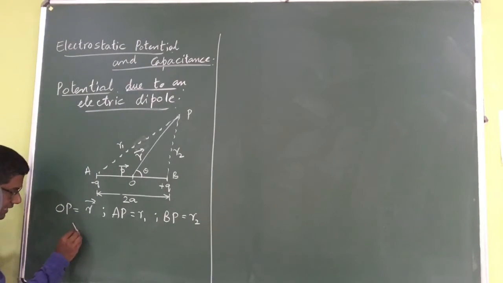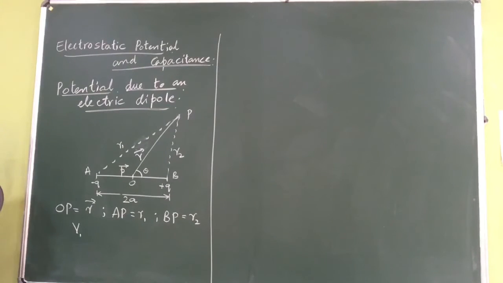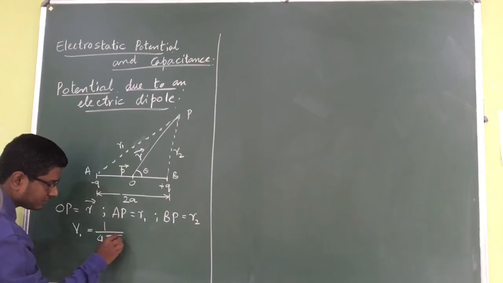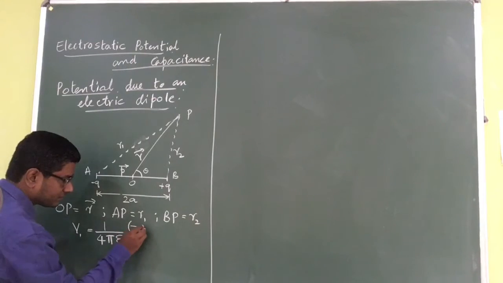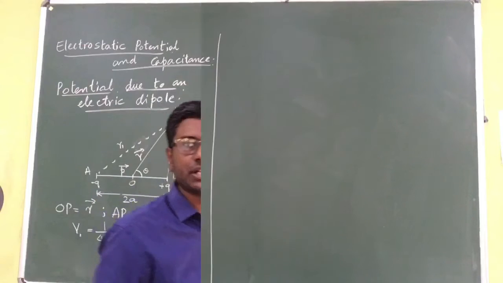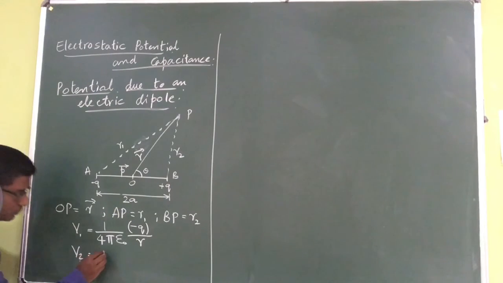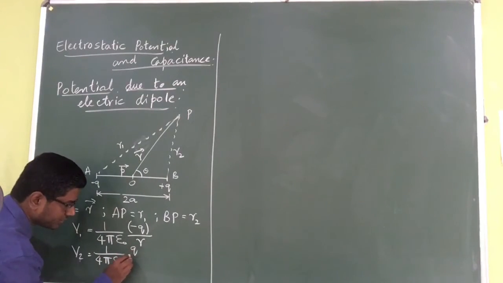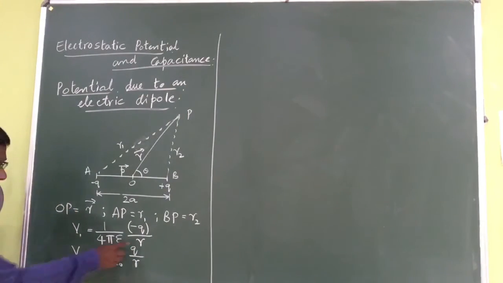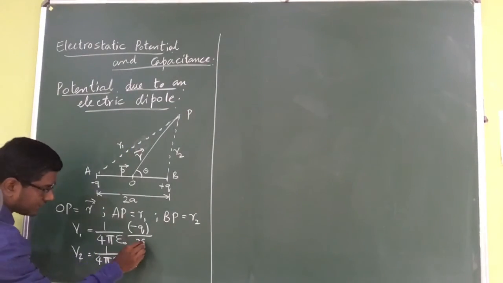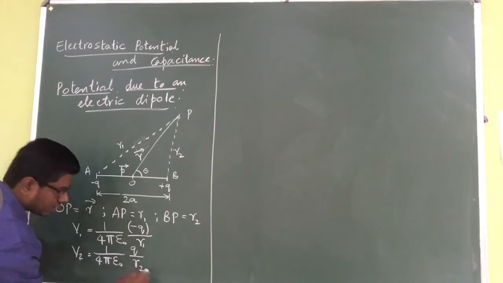So first I am going to take V1. What is my V1? It is the potential of this minus q charge. So V1 will be equal to 1 by 4 pi epsilon naught times minus q divided by r, because that is the equation of potential. V2 will be 1 by 4 pi epsilon naught times just q divided by r. Now what is this r? This r is the distance from A to P, which is r1, and this distance is r2.